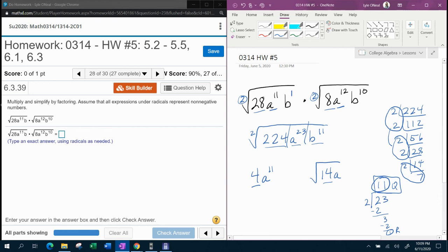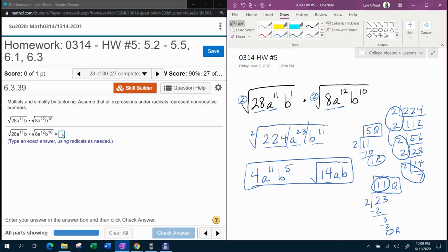We're going to do the same thing for b to the 11th. We're going to do 11 divided by 2. 2 goes into 11 5 times. 5 times 2 is 10. Remainder of 1. I've got my quotient and remainder. And so that means that I can bring out b to the 5th, and I'll have a b left over. And so this should be simplest radical form.